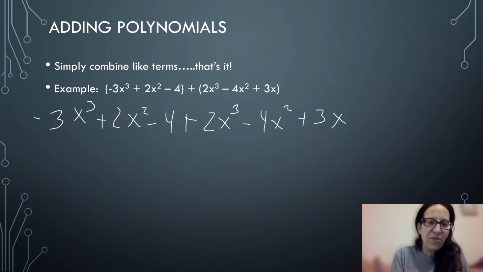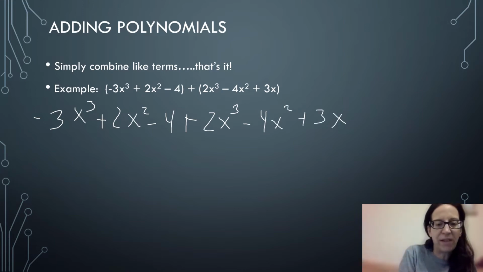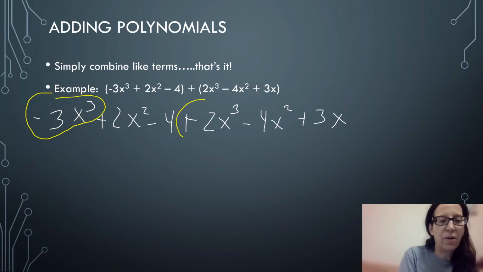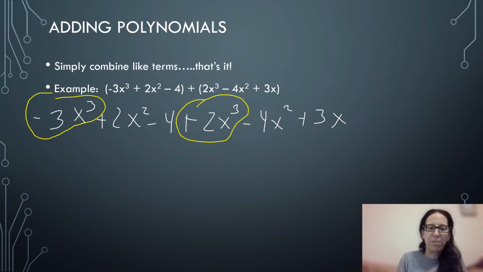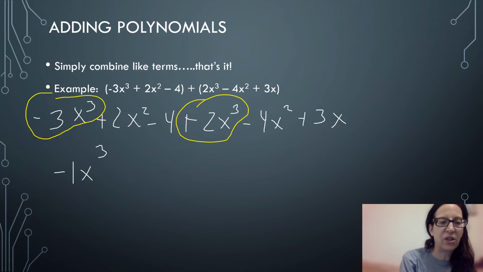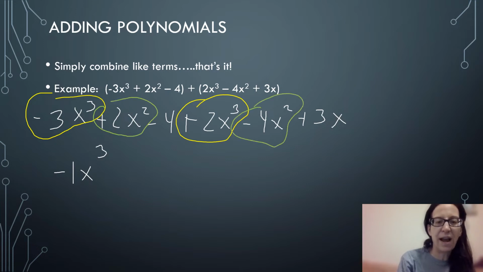When I do this, I like to circle my like terms. So I have negative 3x to the third plus 2x to the third, and just pay attention to the operator there. The 3x to the third is negative and the 2x to the third is positive. So when I combine those, I will get negative 1x to the third. Then I have 2x squared minus 4x squared, which would give me negative 2x squared.